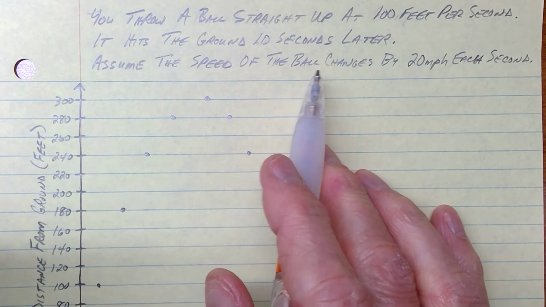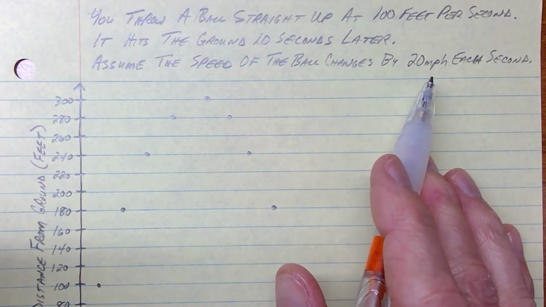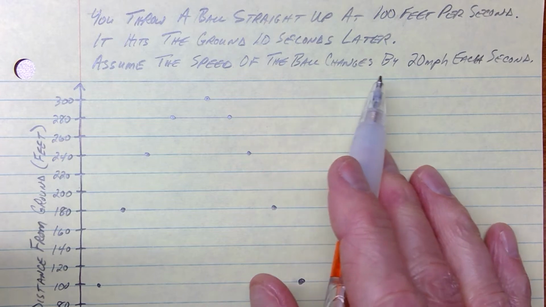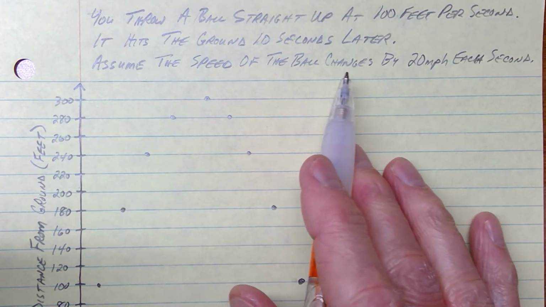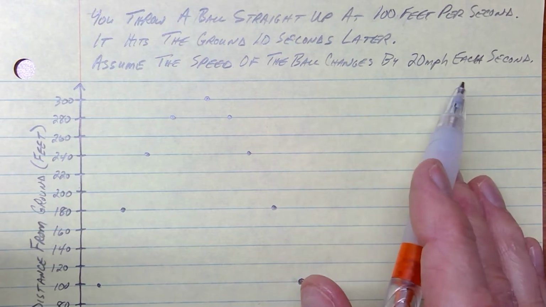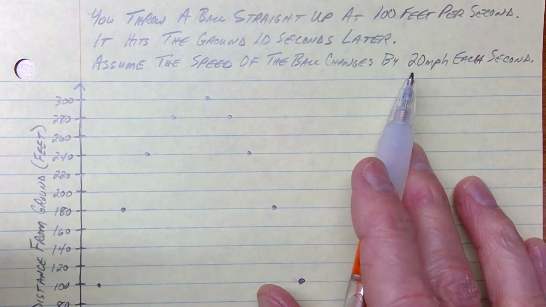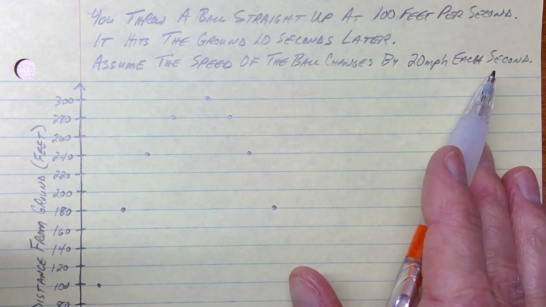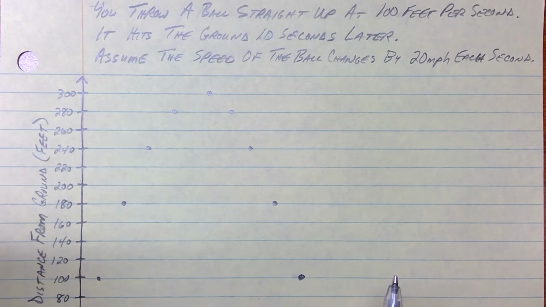Assume the speed of the ball changes by 20 miles an hour each second. Now that's not exactly right, all right? You guys that are physics majors or calculus majors or whatever, you know it's slowing down and speeding up by increments, all right? But I'm going to make this a really easy introductory problem, and we'll just say that as each second goes by, the ball slows down 20 miles an hour. That'll give us a good curve to work with.